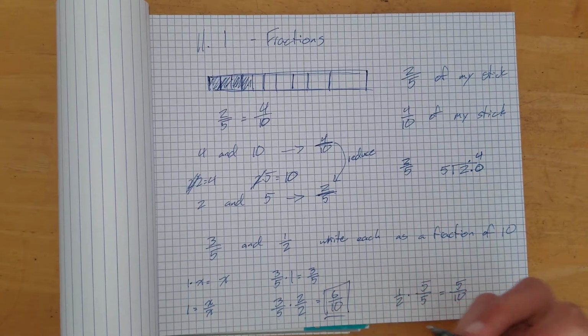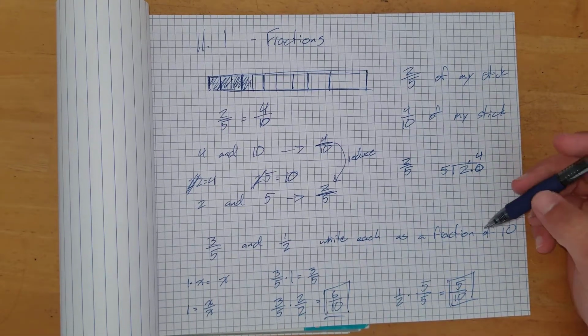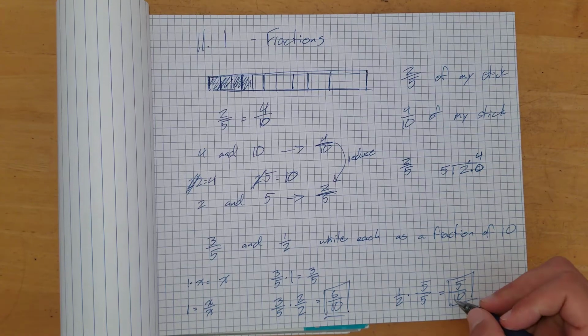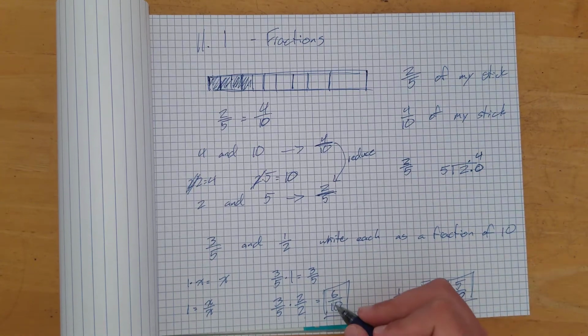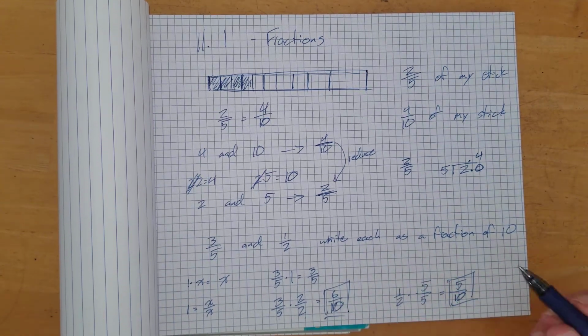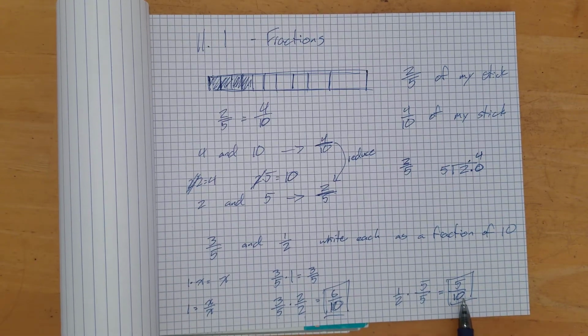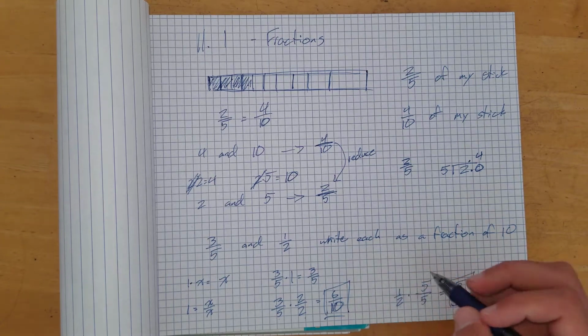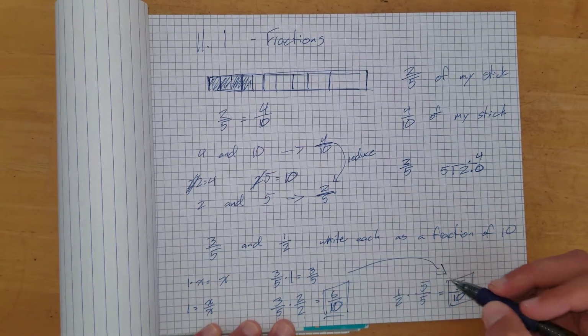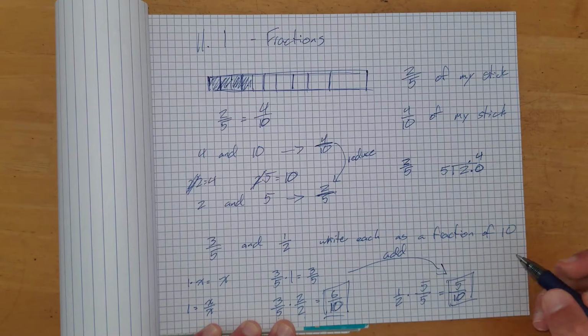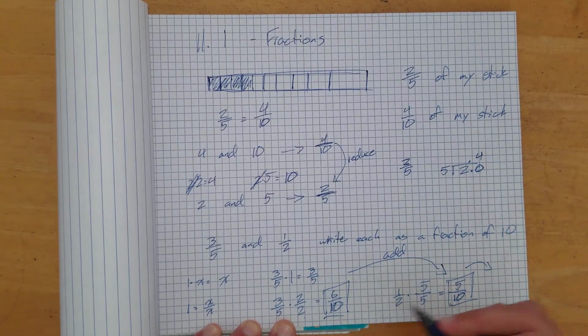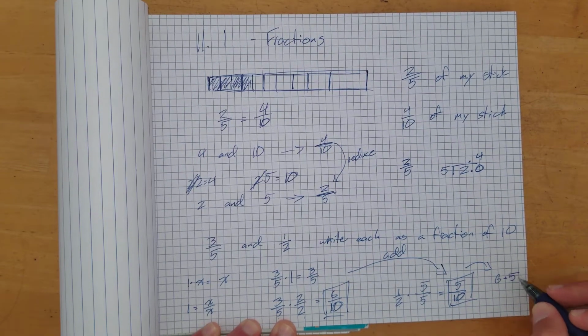So now these are both written as fractions of 10. And since they both have a common denominator, which just means the bottom number is the same, so they both have 10 as their denominator, I can actually add these two, and it will give me 6 plus 5 over 10, which is equal to 11 over 10.